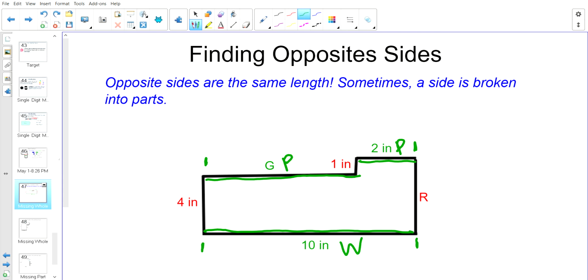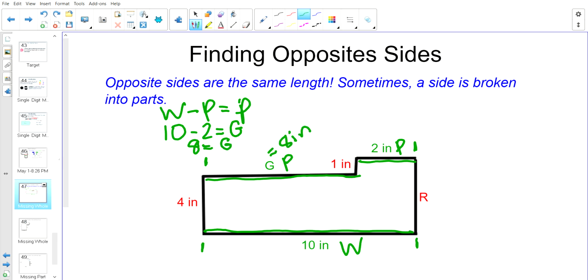When a part is missing, you know that we need to subtract, because whole minus part equals part. I would subtract the 10-inch side, the whole horizontal side length, minus the 2-inch side length, the horizontal side length part that I know, and that, third grade, will equal G, my unknown horizontal side length. 10 minus 2 equals 8. So the length of side length G is 8 inches.